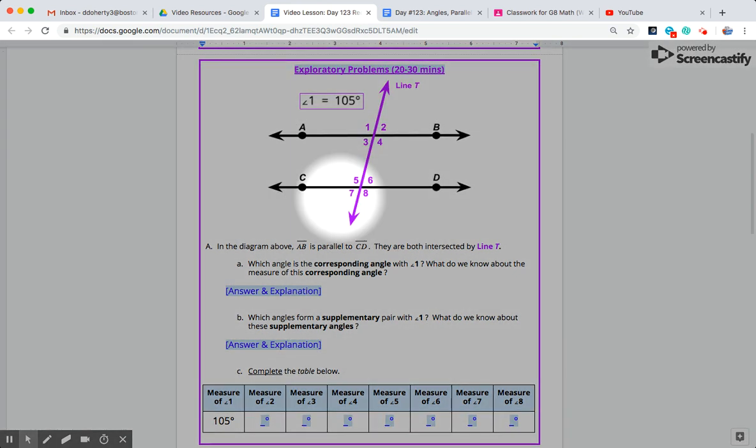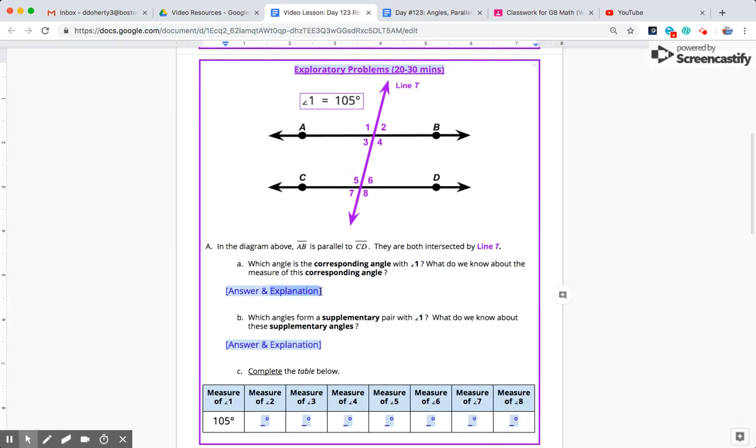The first question we're asked is which angle is the corresponding angle with angle 1? Here's angle 1 up here. And we know a corresponding angle from yesterday. We see this cluster here, the first line AB that's intersected, and then this cluster down here where line CD is intersected. Angle 1 corresponds or matches up with angle 5. So our answer here is going to end up being angle 5 corresponds with angle 1.